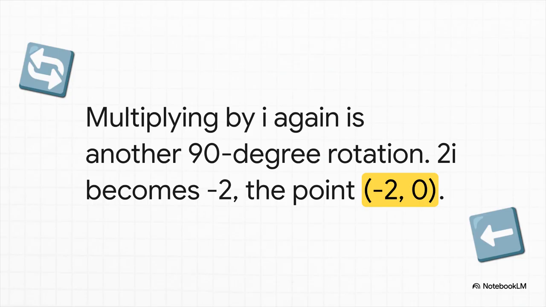Okay, let's do it again. Let's multiply 2i by i. That gives us 2i squared, and what did we say i squared was? It's -1, so our result is -2. And look at the graph. Geometrically, that's another 90-degree rotation. We've landed right on the point -2, 0.